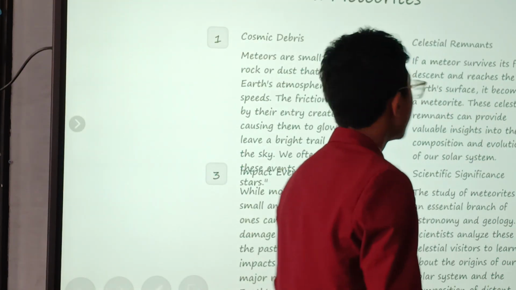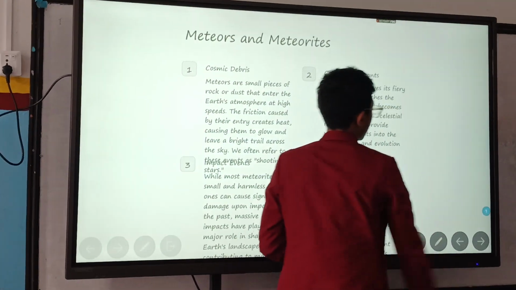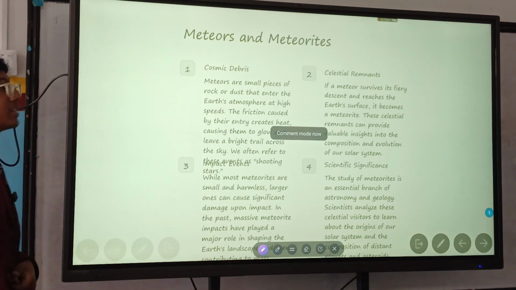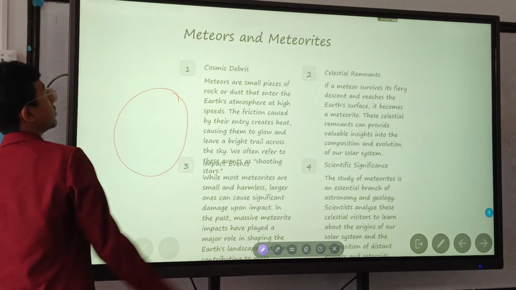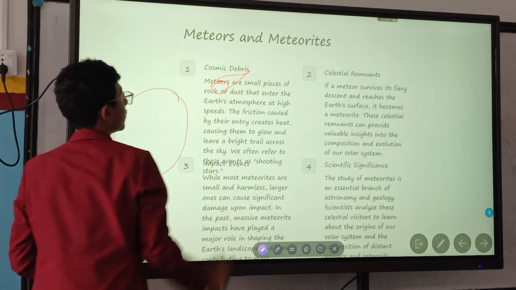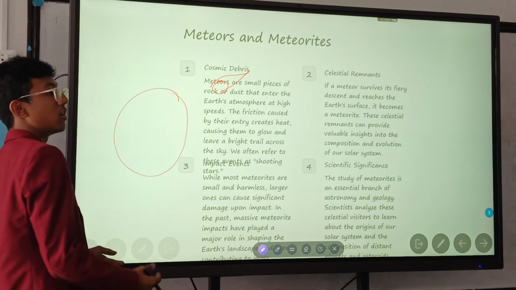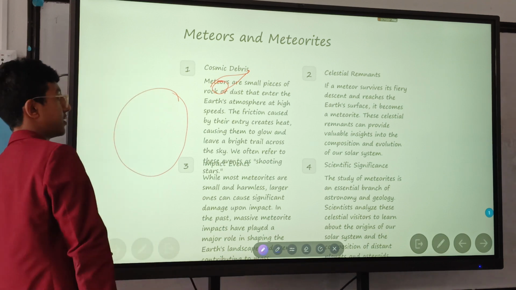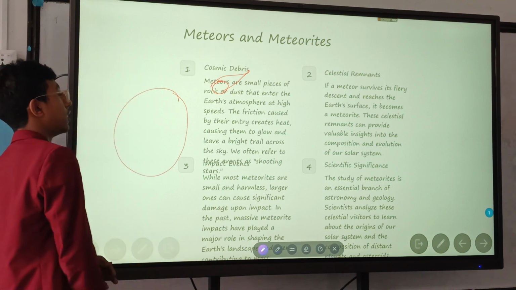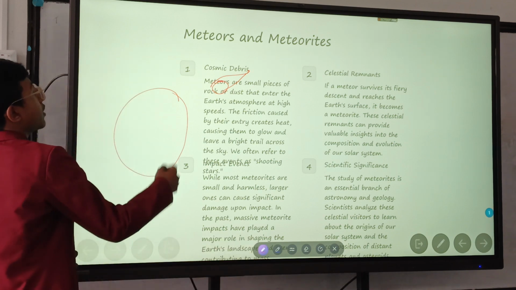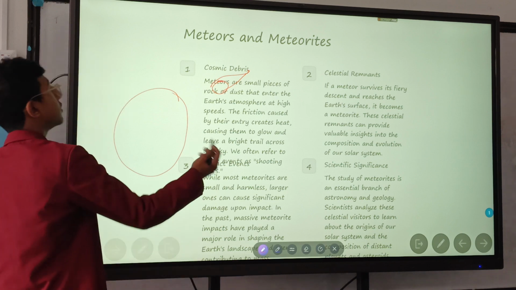So yeah, this is one example. Meteors: we see many meteors at night. Our Earth has an atmosphere. So this is a meteor. Meteors are small pieces of rocks or dust that enter the Earth's atmosphere at high speeds. Due to friction, they burn and they finish. Due to air resistance, they finish in the atmosphere, which protects our Earth. So air resistance protects our Earth from these meteors.